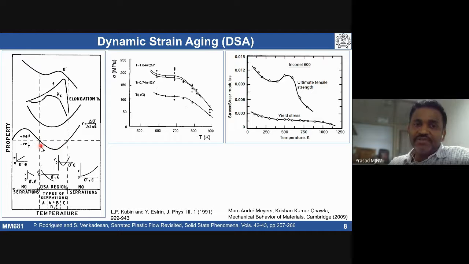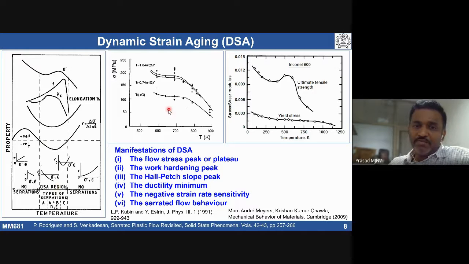We also see negative strain rate sensitivity. Here people slightly use a different symbol, gamma, but it comes very close to m. Nevertheless, if we determine strain rate sensitivity, we do see negative values in this window. Apart from that, we do see some serrations in the stress strain curve of the material. So I think that lists all the important manifestations of dynamic strain aging phenomena.